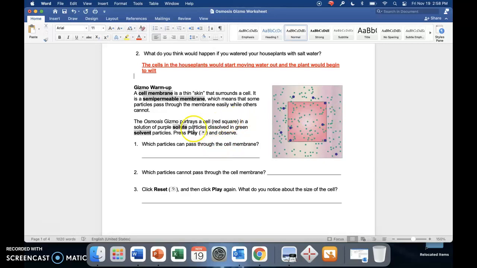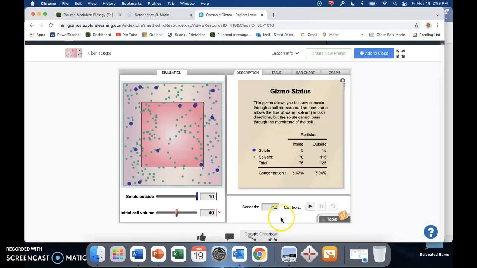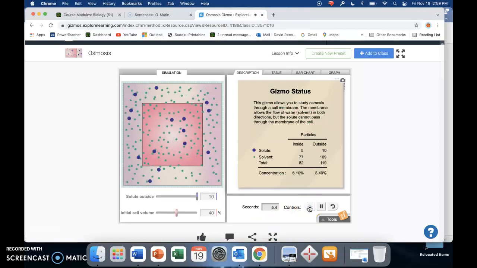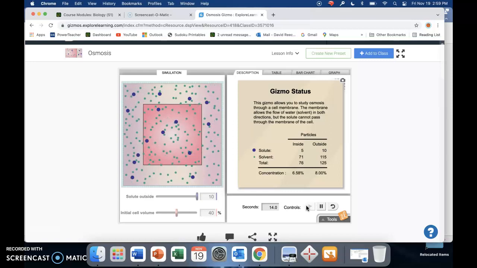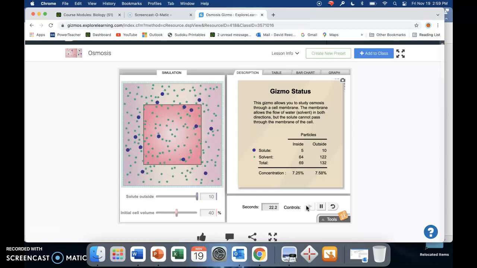So we're simply going to run and play this, and we're going to pay attention to which particles can pass through the cell membrane and which ones cannot. Also, while you're watching, you will need to pay attention to what happens to the cell size. So I'm going to hop back over here. I'm going to run this and pay attention to which particles pass through, which particles cannot pass through. Also pay attention to the size of the cell.